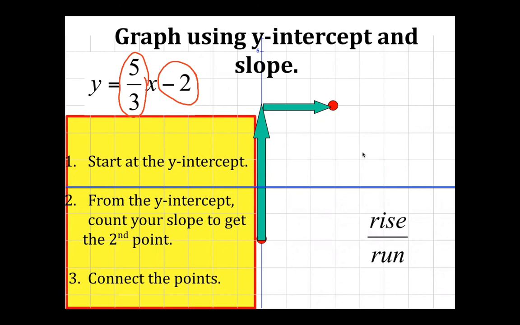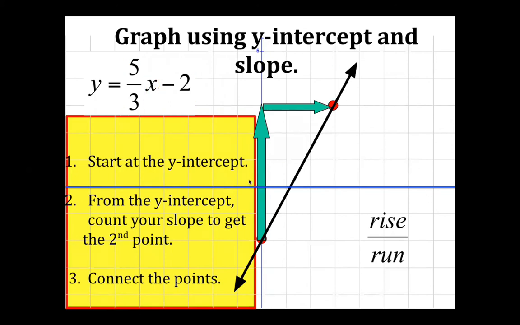And because linear equations only require a minimum of 2 points to be graphed, you can go ahead and draw your line. Of course, if you want to be more precise, you can go ahead and count from this point and count your slope again, 5/3, and plot another point, but 2 points will suffice.